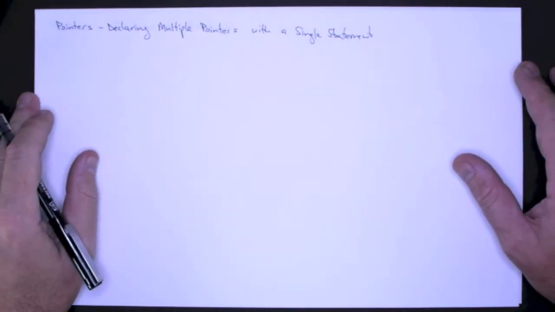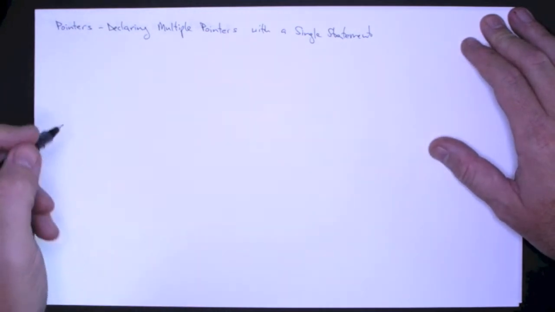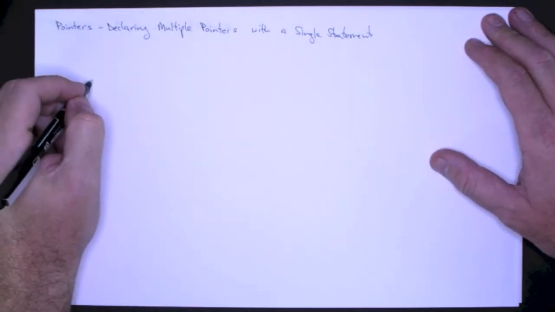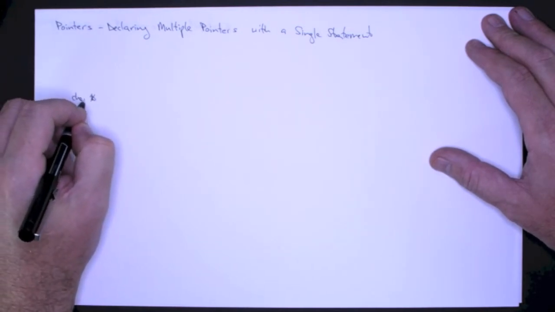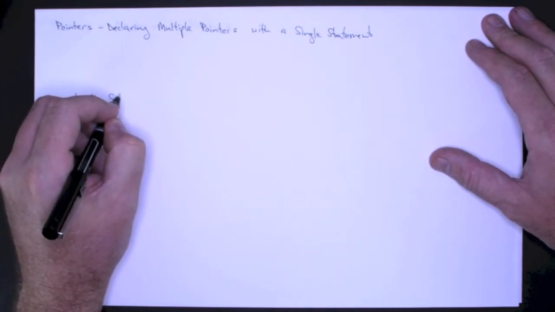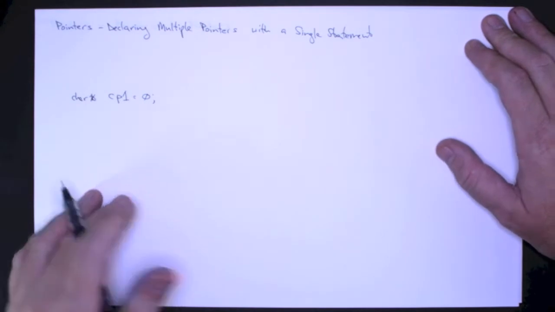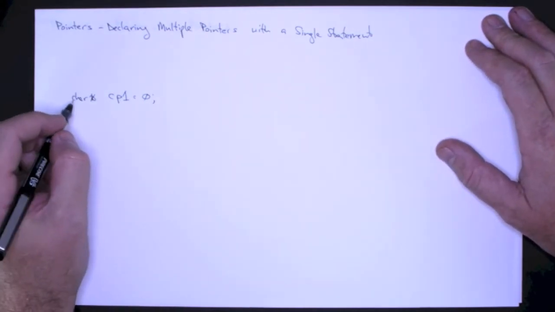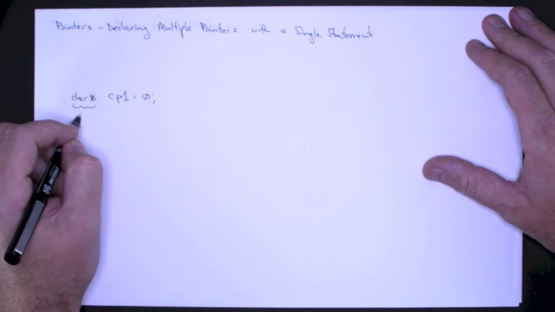All right, let's talk a little bit about declaring multiple pointers with a single statement. So thus far, all of the pointer declarations that I have written have looked something like this. And of course, what I'm doing here is I have led you to believe that this is the type.